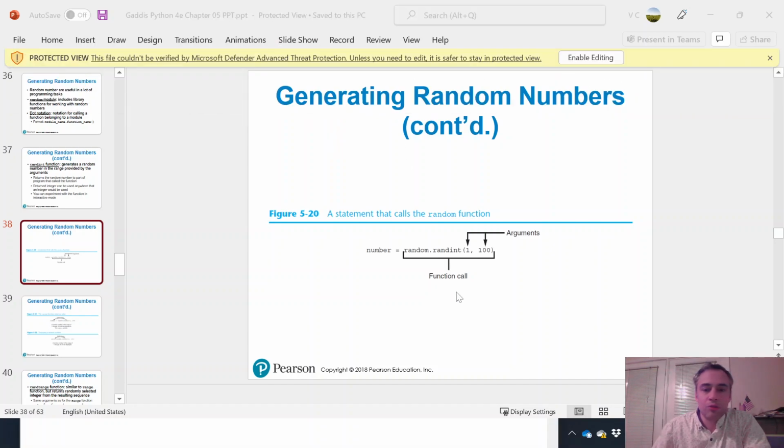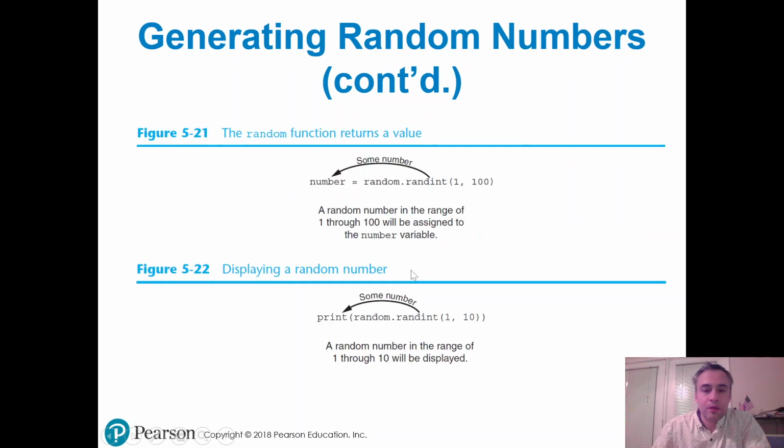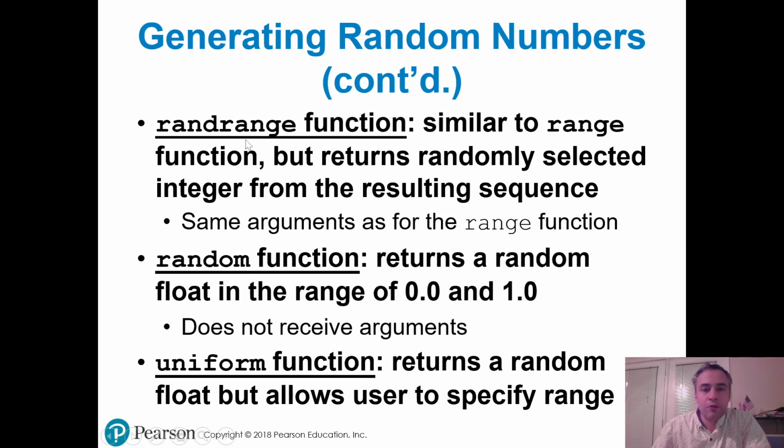Maybe I'll switch to slideshow. A random randint from 1 to 100, including the ends, choosing a random number from 1 to 100, including 1 and 100. Okay, and we have randrange, which works like a range, so not including the upper limit. Random returns numbers between 0 and 1, and uniform returns a random float between numbers that users specify.